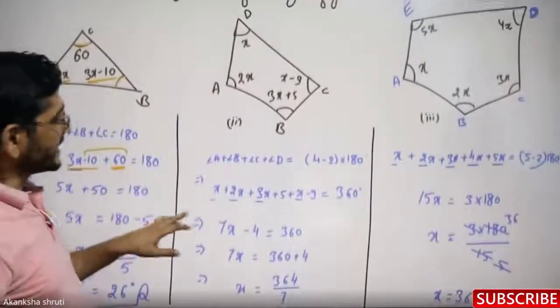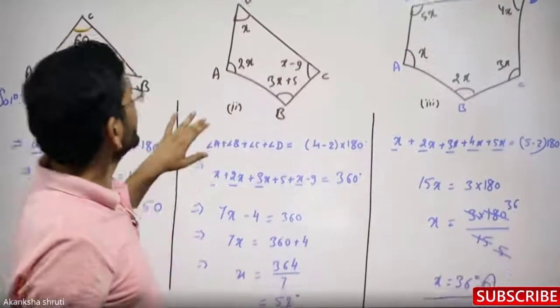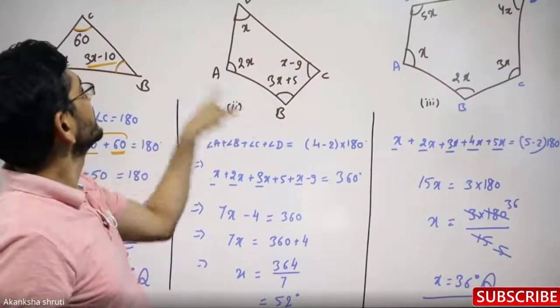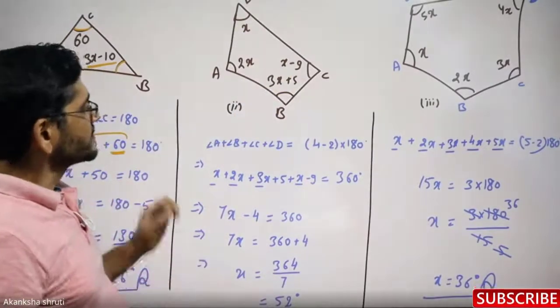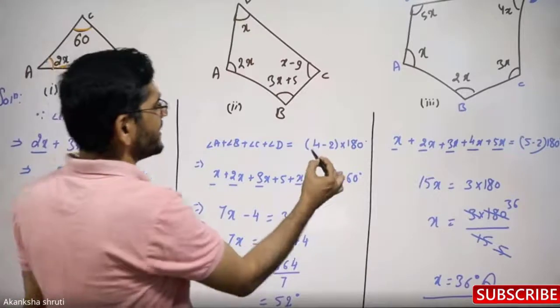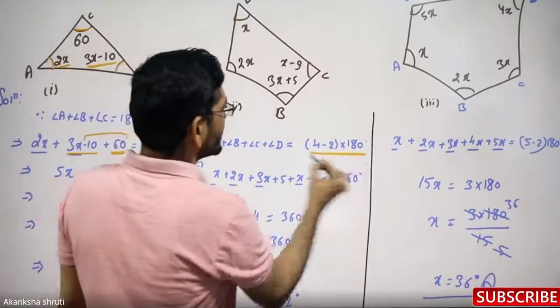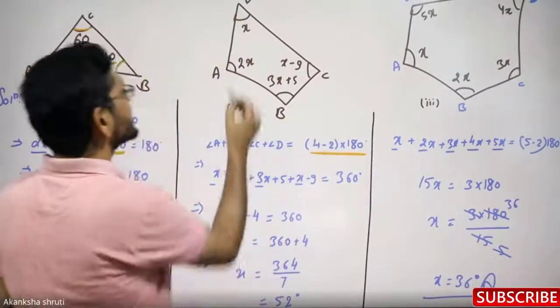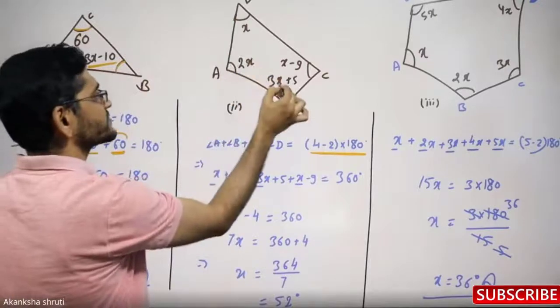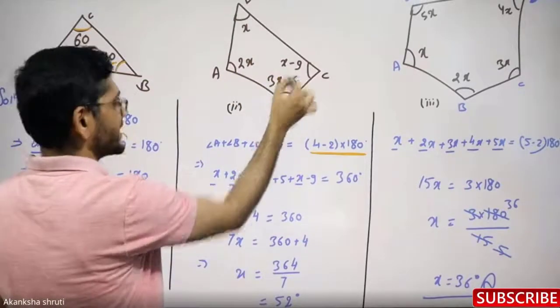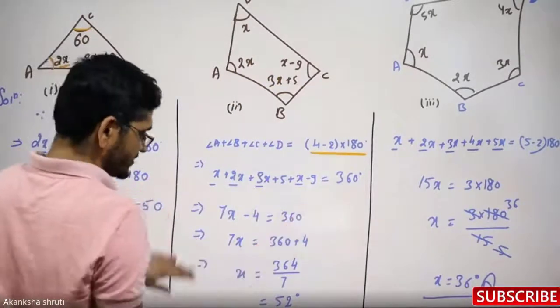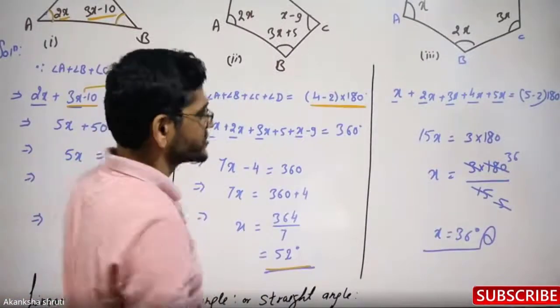Coming to the second one also. Here, since it is a quadrilateral, the sum of internal angles will be 4 minus 2 into 180. On the left hand side, it is x plus 2x plus 3x plus 5 plus x minus 9. This way the x calculated is 52.